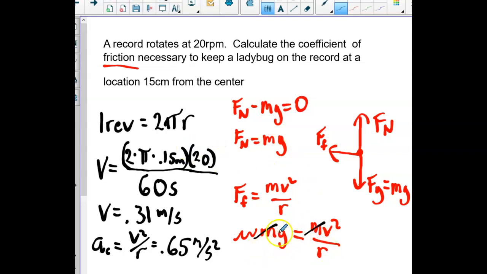So in this case, I can actually see mu is equal to v squared over rg. If I actually calculate this, v squared over r was that 0.65, g was there. So in the end here, I would end up calculating this as 0.065, and there is no unit for our coefficient of friction.